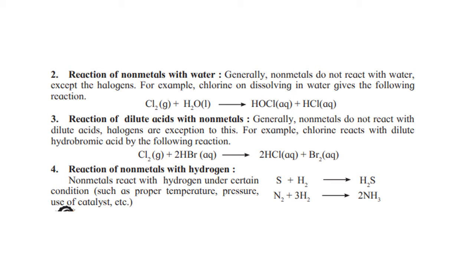Reaction of nonmetals with hydrogen. Nonmetals react with hydrogen under certain conditions, like proper temperature, pressure and things like that, in the presence of a catalyst. Sulfur reacts with hydrogen to form H2S. Similarly, nitrogen reacts with hydrogen to form NH3, that is ammonia gas.